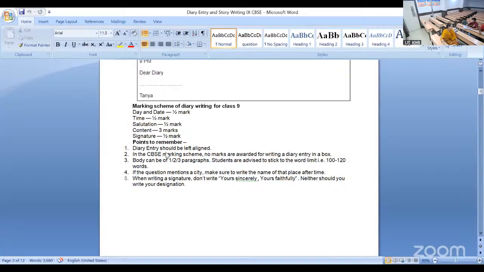Okay, so इधर देखो, कैसे correction होता है, I'll show you. For the literature part you have a 6 marks question. For content you have 3 marks. For expression you have 2 marks. And for accuracy you have 1 mark. So accuracy के लिए 1 mark है.